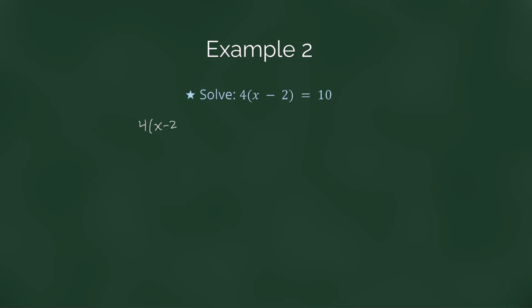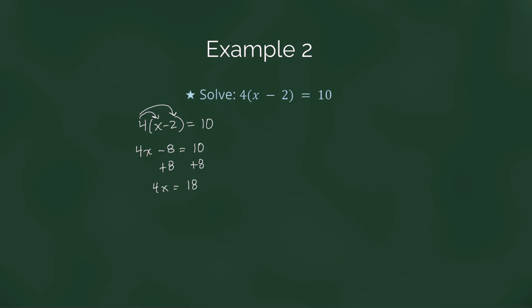I'm going to try that one first. So I have 4 times x minus 2 equals 10. I'm going to distribute that 4 inside the parentheses to get rid of them. That gives me 4x minus 8 is equal to 10. Now this looks a lot like the example we did previously. So we can add 8 to both sides. We have 4x equals 18.